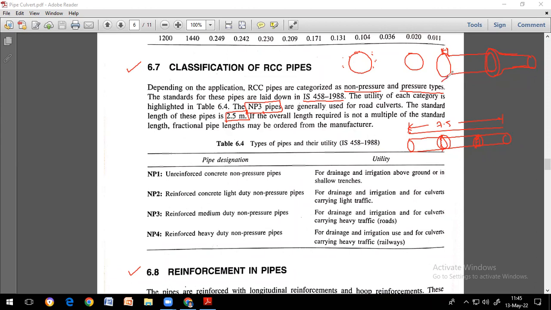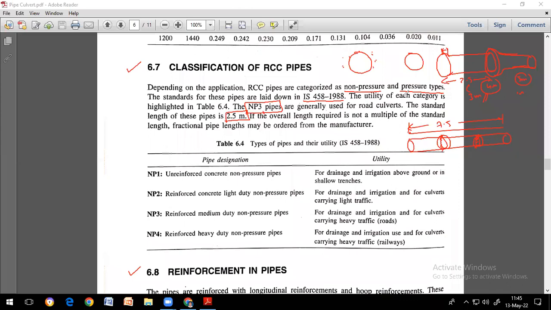Usually the length of the pipe will be 2.5 meter, or maximum 3 meter pipes you can also find in the market. If the overall length required is not a multiple of the standard length, then fractional pipe lengths may be ordered from the manufacturer. What do you mean by that? For example, if you need exactly 4 meters, instead of adding 2.5 plus 2.5 making 5 meters, which has 1 meter unnecessary, you can order exactly 4 meters from the industry.